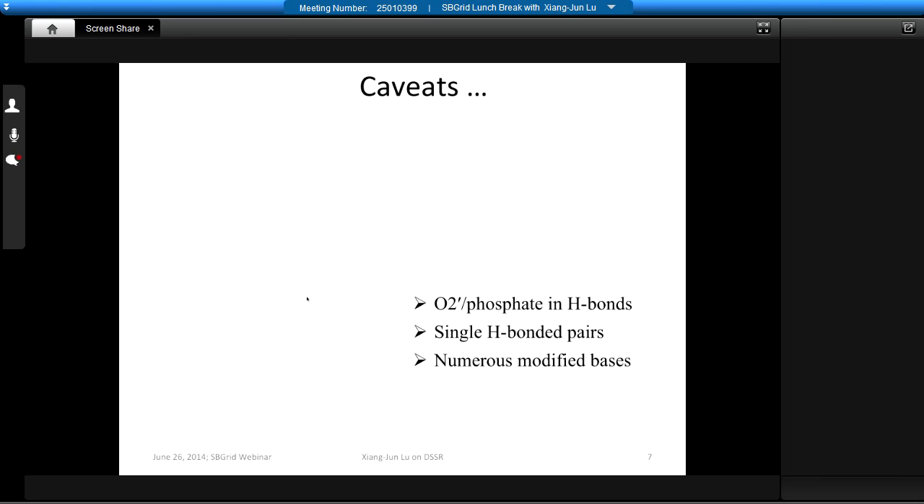So first to start with, base pairing is stabilized not only by the base hydrogen bond, but also by the 2' hydroxyl group on phosphate oxygen. And there are numerous bases which have only one single hydrogen bond. And as we know from the previous slide, RNA has so many different modified bases. Among the 76 nucleotides in tRNA, 14 of them are actually modified. In the current Protein Data Bank, there are around 700 modified nucleotides.